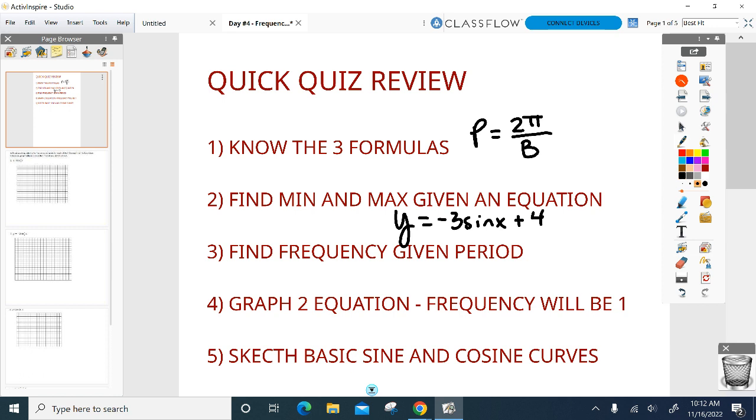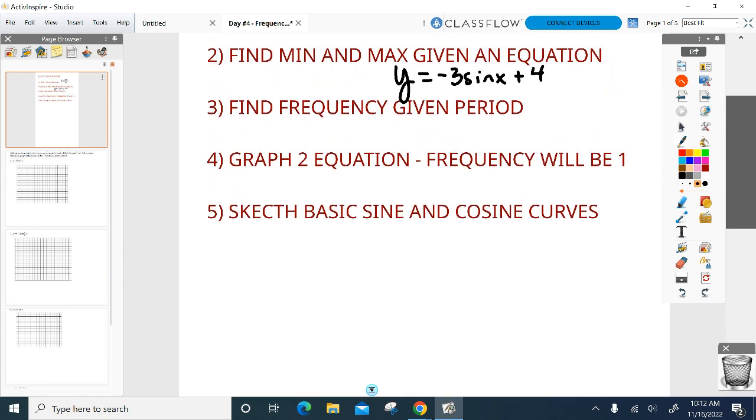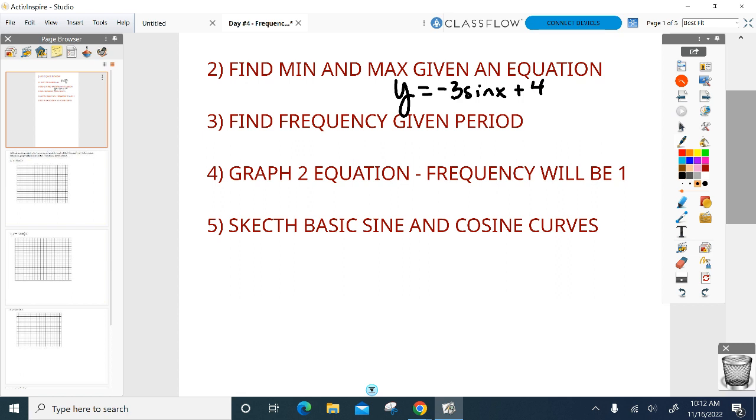Find the frequency given the period. Let's see, what do I want to give you for that one? I did one with you yesterday in class. Let's say the period is, I'm totally making this up, 16, find the frequency. What's the period formula again? Period equals 2 pi over B. Where's the 16 going in for? P. And how did we solve yesterday for B? What did I ask you to do? Cross multiply. There you go. Now you can find the frequency.